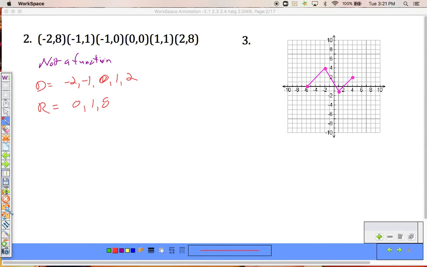All right, so pick out your x values, write them in order, smallest to largest. Don't write them more than once. Same thing for the range, or your y values. This is not a function because I have a double x value.